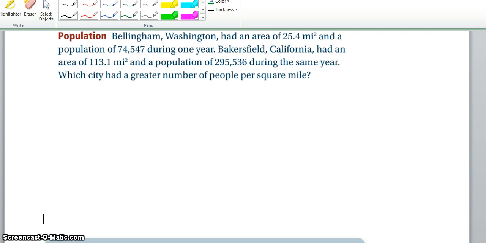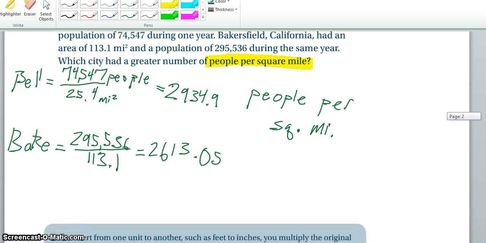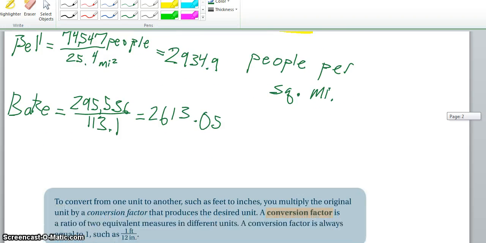All right, we're going to do the same thing here with Bellingham, Washington, and Bakersfield, California. So pause this, set it up at least, if not even just solve it all the way through. All right, so when we set this up and solve the math, we put our people over top of our square miles, and we get approximately 2,900 for Bellingham, and for Bakersfield we only get about 2,600.